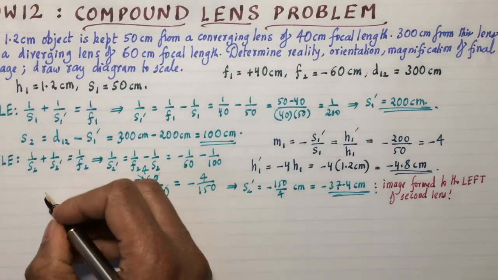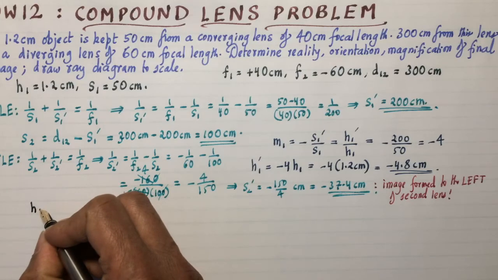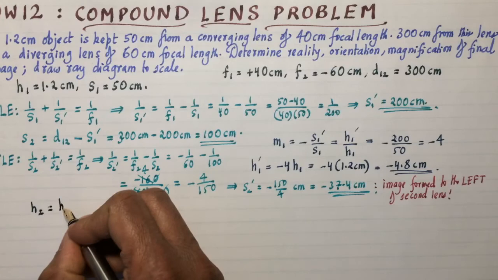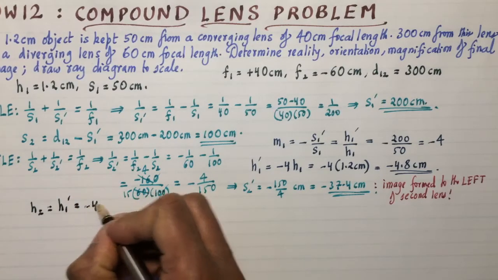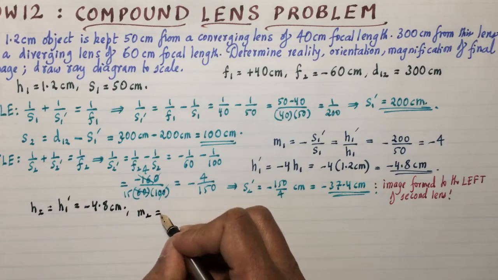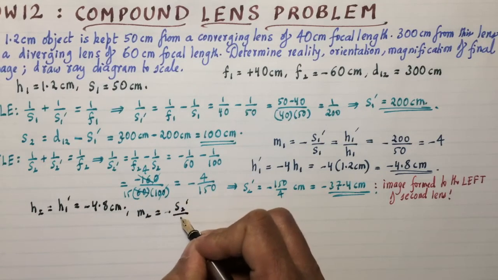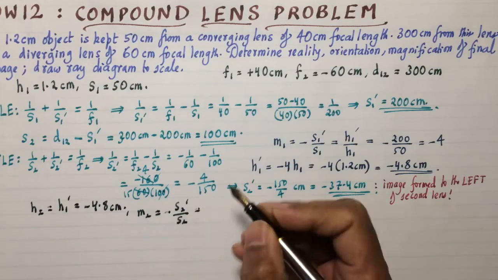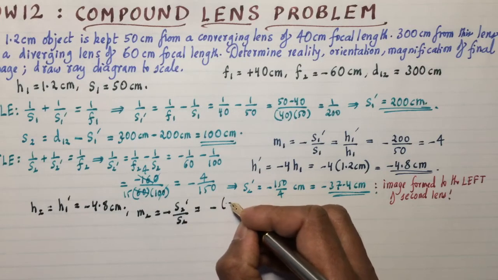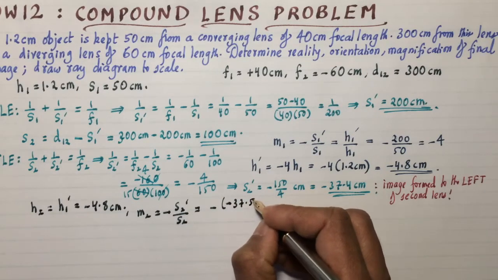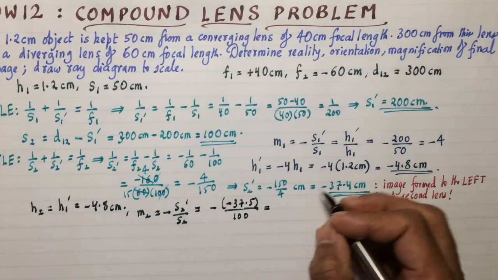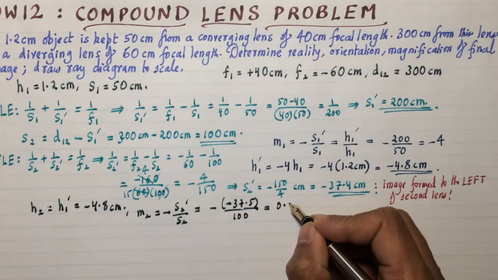M2. By the way, the height of the object for the second lens is precisely the image height of the image for the first lens, so that's going to be -4.8 centimeters. And also M2 is going to be -S2 prime over S2, so that gives me -37.5 divided by 100, so that's 0.375.